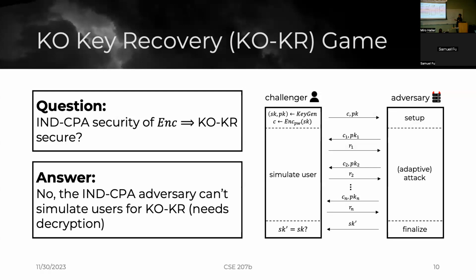But on an intuitive level, this tells us that the interesting part happens in this interaction here. Because of this interaction, it's much harder to be KOKR secure than just IND-CPA secure. It's not enough that you have a good encryption scheme. Somehow this interaction leaks more information than normal encryption would if you just have an IND-CPA security game. And that's how we break schemes, because of this interaction.